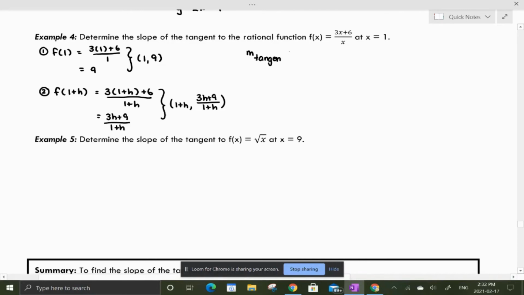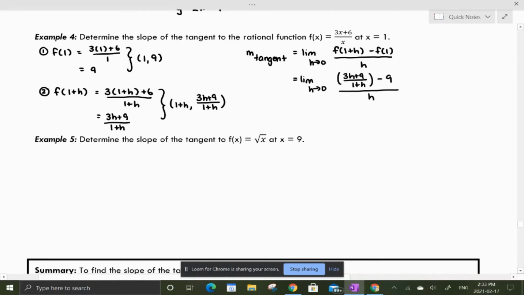So the slope of my tangent is going to equal the limit as h approaches 0 of f of 1 plus h minus f of 1 all over h. And like I said, we've already done the simplifying on the side, so we can just do a straight plug in of what we got. So f of 1 plus h was 3h plus 9 over 1 plus h. F of 1 was 9, so I'm going to do minus 9 all over h.